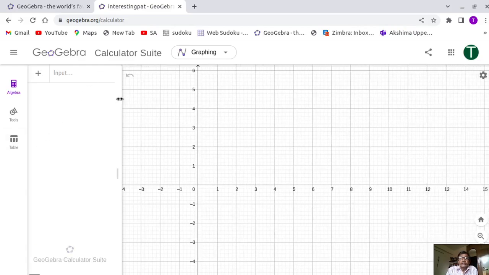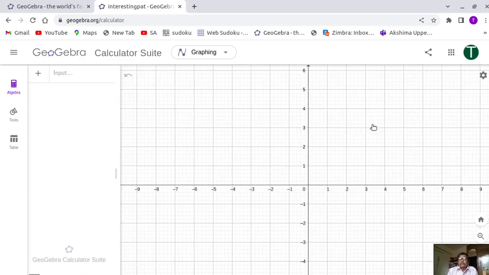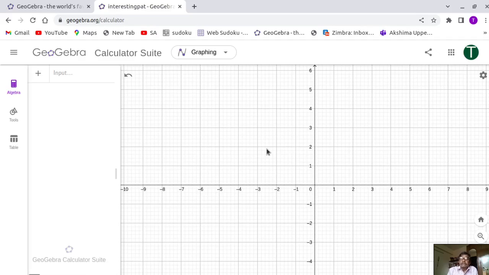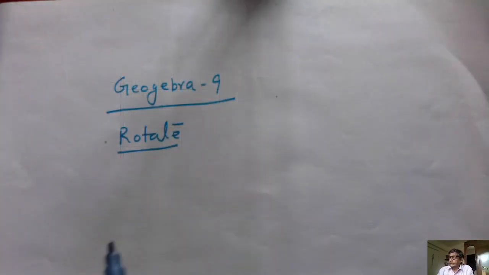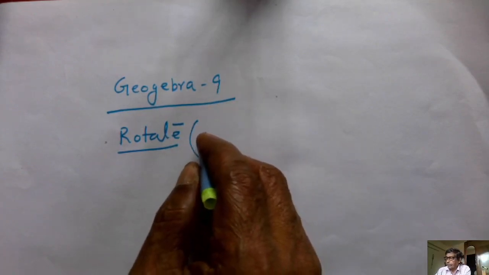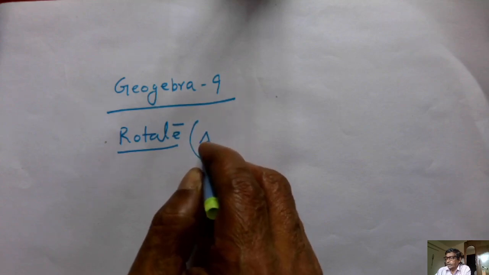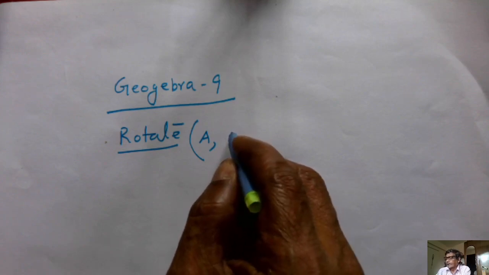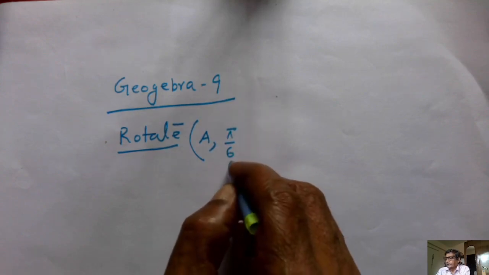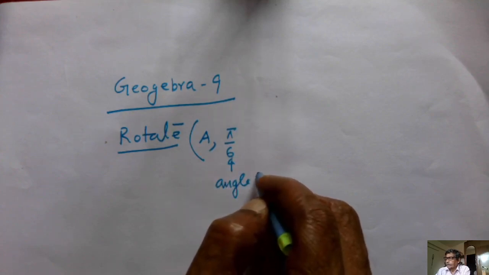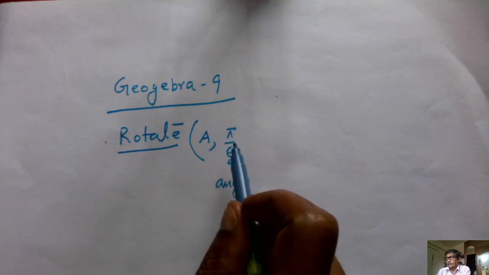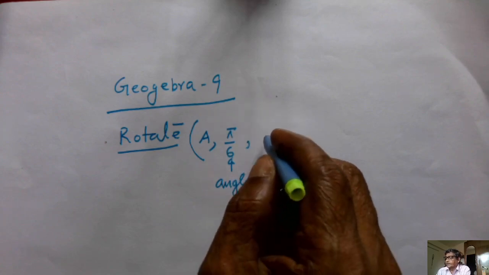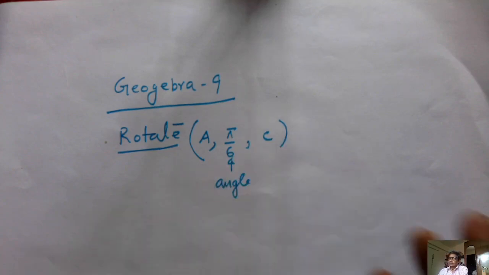We make this screen a bit shorter, and I place the origin centrally. The Rotate command will look like this: rotate an object, which could be, say, a point. Rotate point A, and you have to supply by what angle it is to be rotated. That angle could be anything, say pi by 6. So rotate point A by an angle pi by 6, about whom? About another point, say C. This is the grammar of this rotate instruction, which is very logical.